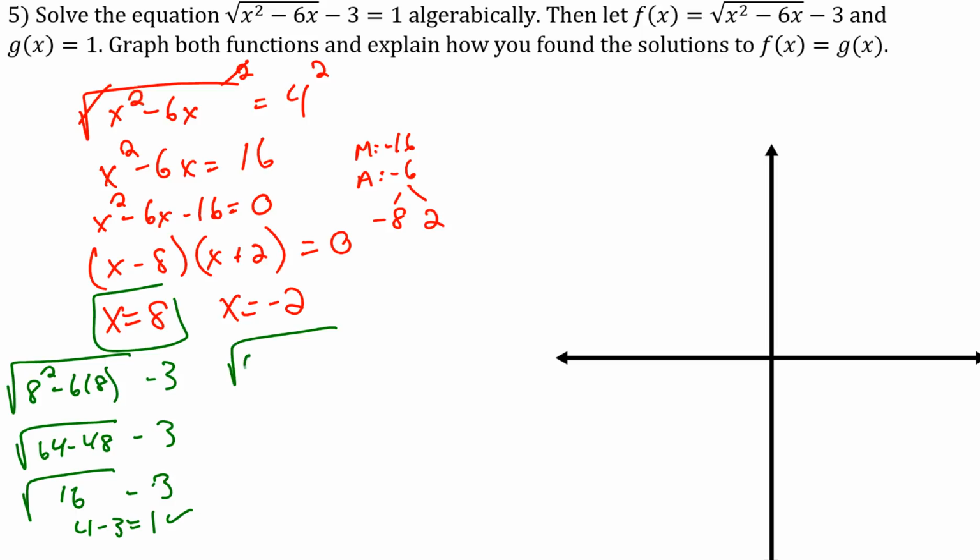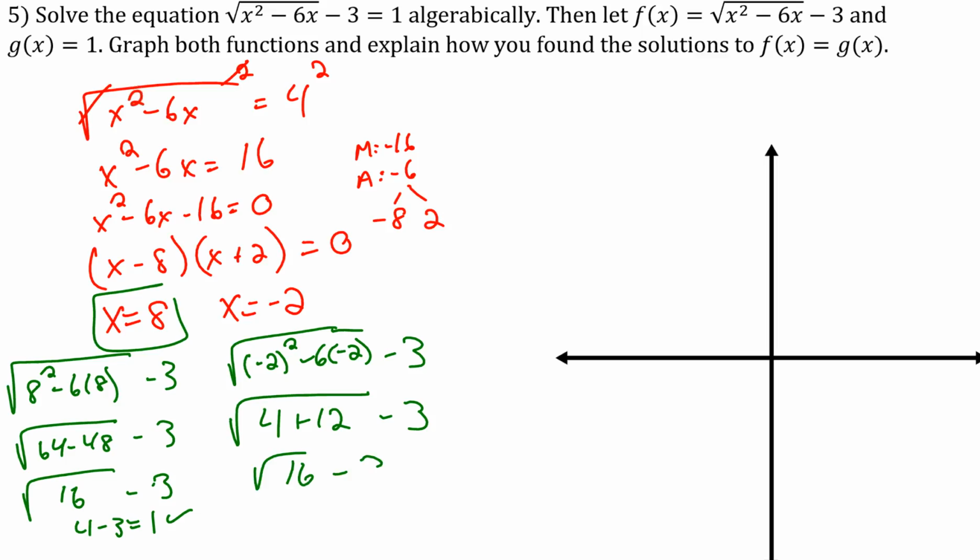What about negative 2? Well, negative 2 squared minus 6 times negative 2 minus 3, what does that give me? The square root of 4 plus 12 minus 3. That's the square root of 16 minus 3, which we already said is 4 minus 3, which equals 1. So x equals negative 2 is in the solution set. I had no extraneous solutions. Great, so you can solve this algebraically.